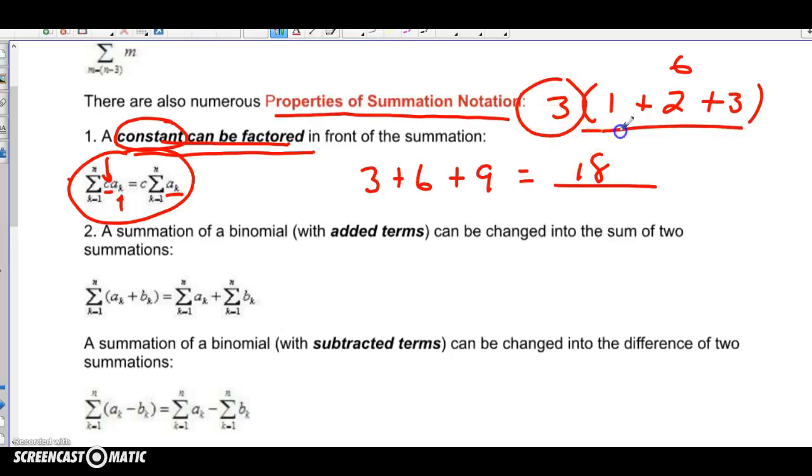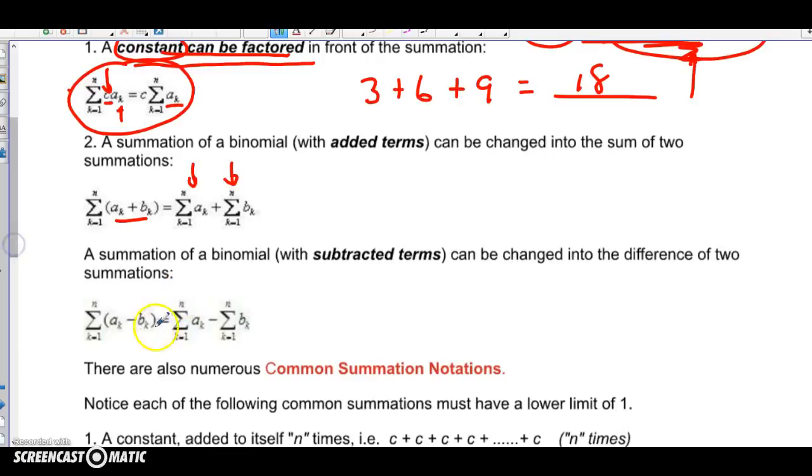Why you would do that is that the work itself might be a little easier when you're dealing with smaller numbers here. For a binomial, you can split this up. What this is saying is if you have something plus something, you can break that up into the sum of the first something and the sum of the second something. The same thing applies with subtraction. If you have a bunch of terms, you can add them up.